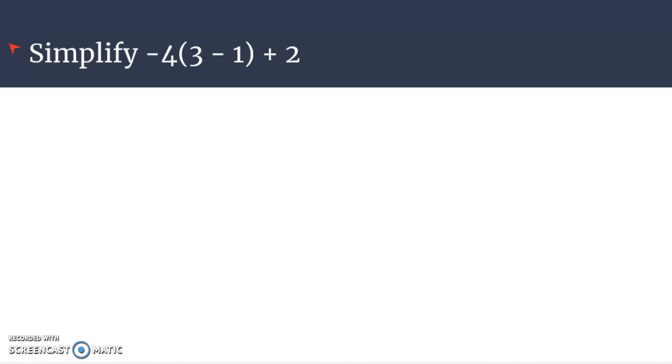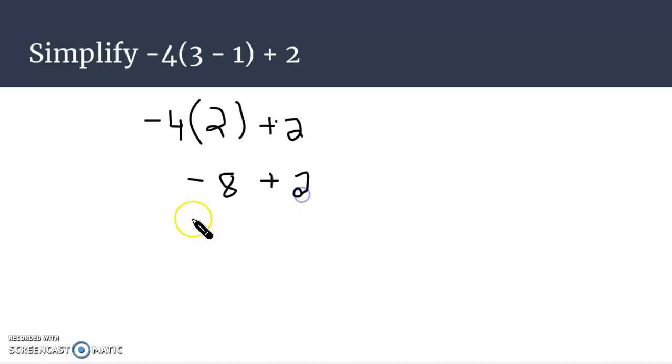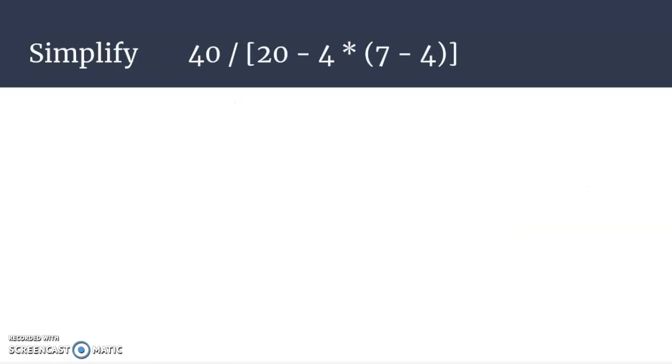Order of operations says do what's inside the parentheses first. So we're first going to take care of 3 minus 1 to give us 2. And then -4 times the 2 will give us -8. And the next step is take -8 plus 2 to get -6. -6 is our answer. Let's look at another one here.